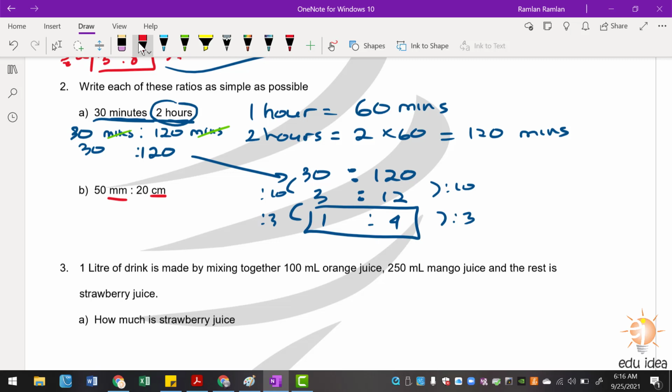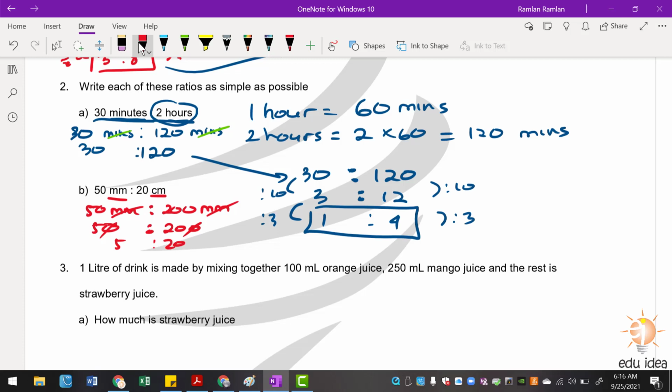centimeter to millimeter is multiplied by 10, so I will get 50 millimeter to 200 millimeter, right? So multiply the 20 by 10 because we know that the conversion from centimeter to millimeter is just multiplied by 10. So both of them have the same unit, so it leaves us with 50 to 200. So for these two numbers, the highest common factor is 50, right? Or you can do it like this. Both of them are divisible by 10, so I can cross this, right? So it's just 5 to 20, because both of them are divisible by 10.